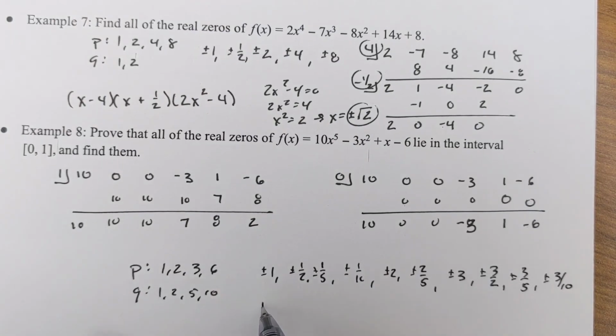And then we go to the 6. 6 over 1 is 6, 6 over 2 is 3, we've already got it. 6 over 5 we don't have, 6 over 10 is 3/5, which we already have. So these are all the possibilities.